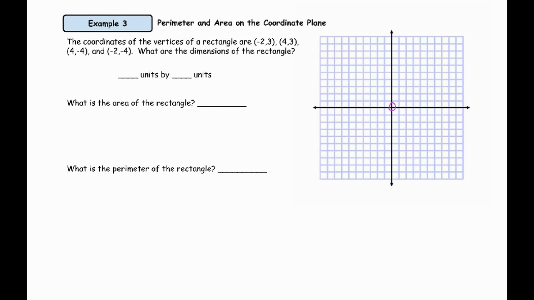So I'm going to go ahead and do that right now. Negative 2, 3 is 2 to the left of 0 and 3 up. And I'm going to label each of my points as well. 4, 3 is 4 to the right of 0 and 3 up. 4, negative 4 is 4 to the right of 0 and 4 down. And my last point is negative 2, negative 4, which is 2 to the left of 0 and 4 down.